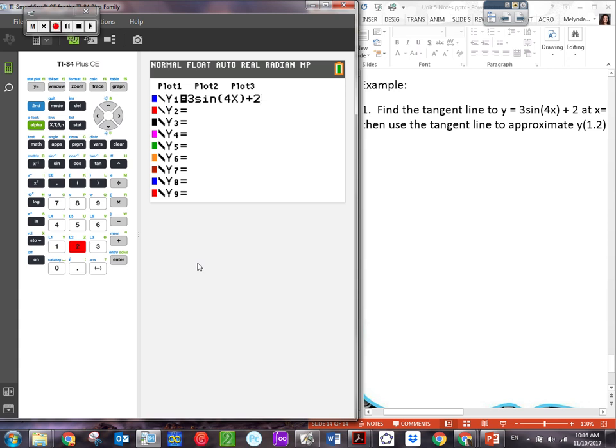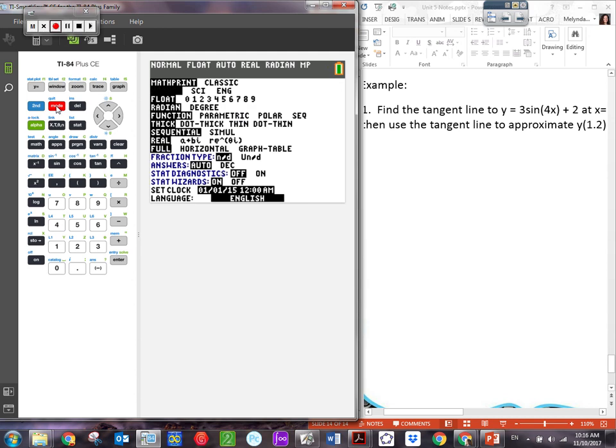Make sure that you're in radian mode, because this isn't going to work very well if you are in degree mode. So please be sure you're in radian mode. We would just go over here to mode and check. So I'm in radian mode, so we're good.